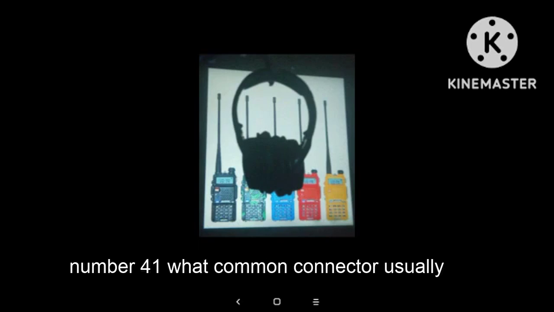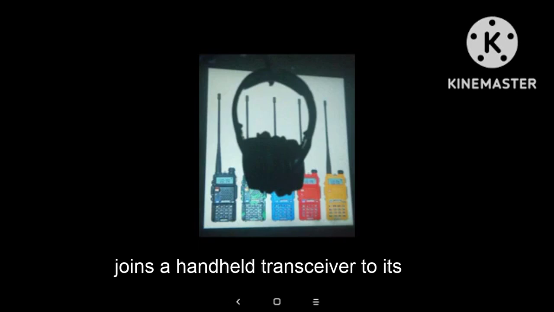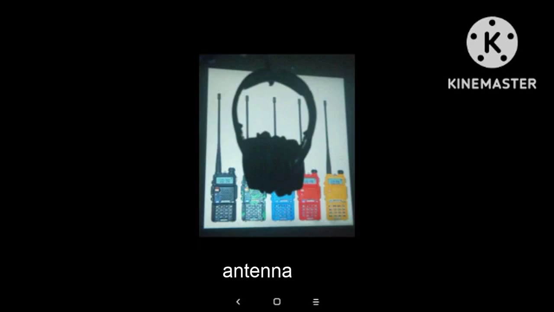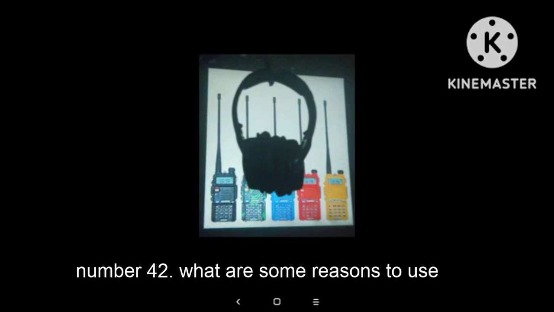Number 41. What common connector usually joins a handheld transceiver to its antenna? A BNC connector.